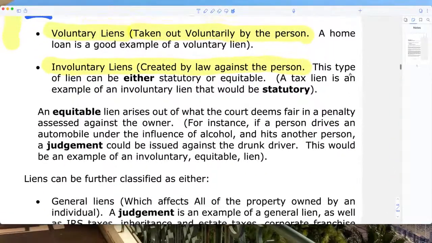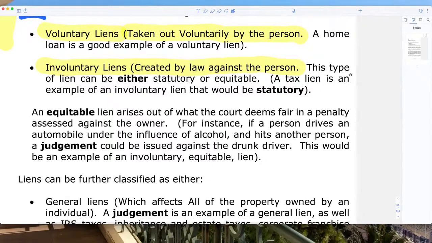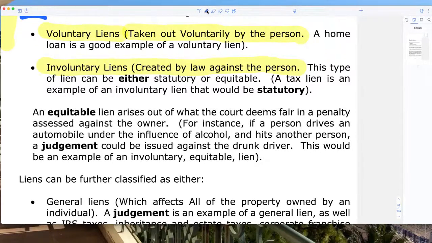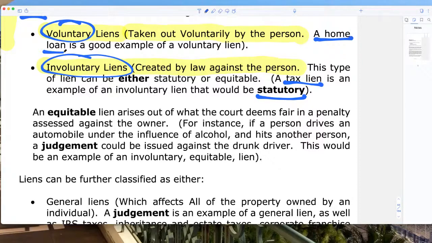So I want to stop here again, and I just want to point out, we've already mentioned this a second ago, but so you will be on the same page, a tax lien is a good example of an involuntary lien, okay? And it's also what we call a statutory lien. A voluntary lien might be an example of what? A home loan. Again, it's a good example of a voluntary lien, so don't forget that.